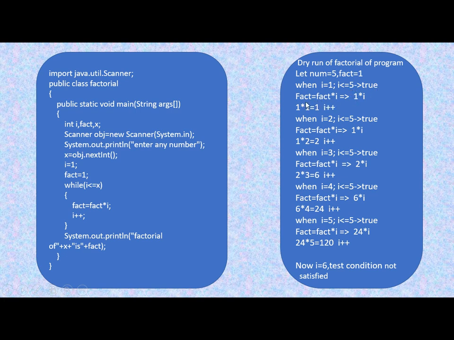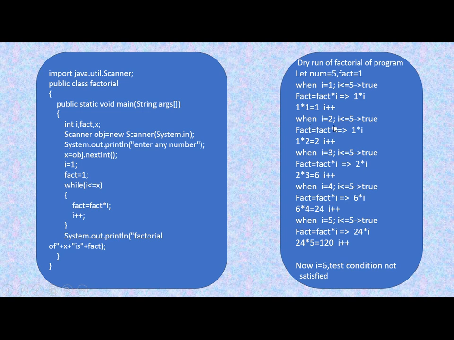So what will be executed? fact equals fact into I. Initially the value of fact is 1. So this will compute 1 into 1, and we get 1. So now I plus plus, here you can see now I plus plus. Now the value of I becomes 2.